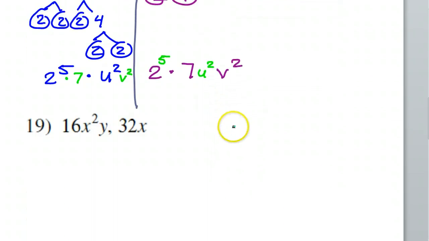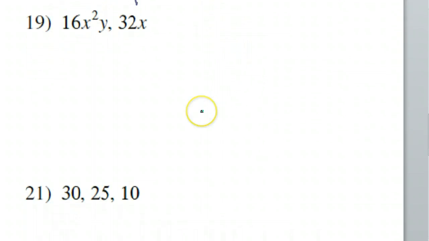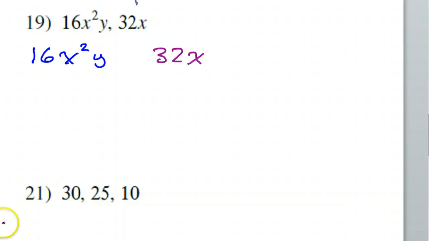Alright, let's do another. We will not need the prime factorization for this one. We can do it mentally because we know that 16 times 2 is 32. So we can make these the same just by multiplying by 2. Now they're both 32.